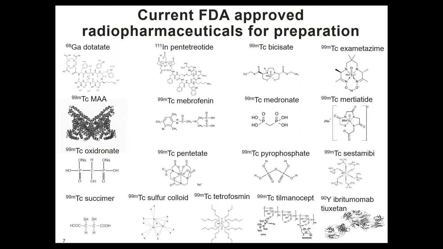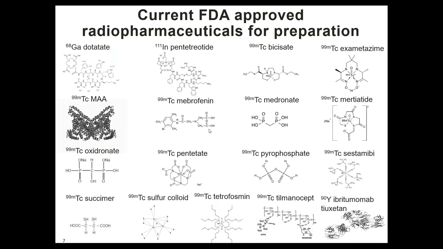This is a graphic, a visual indication of all 17 prepared radiopharmaceuticals that come today as non-radioactive lyophilized vials that you can add a radioactive isotope to. Three of these are non-technetium: gallium dotatate, NetSpot, indium-111 pentetreotide, or Octreoscan, and the one on the bottom right corner is yttrium-90 ibritumomab tiuxetan, or Zevalin. The other 14 drugs are all technetium labeled, and they are going to go in different places because of their chemical structure.